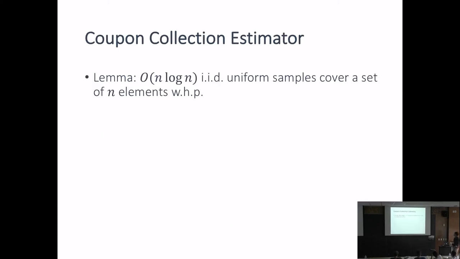Okay, so this is the second estimator, the coupon collection estimator. The coupon collector problem is a very famous problem. Say we want to collect n coupons at least once. How many samples do we need to get each coupon at least once? The answer is n log n. Every time you uniformly take a coupon, and n log n samples guarantee covering the whole set.